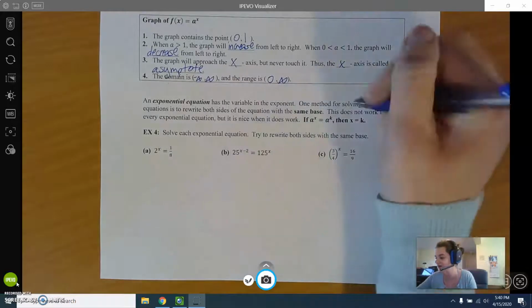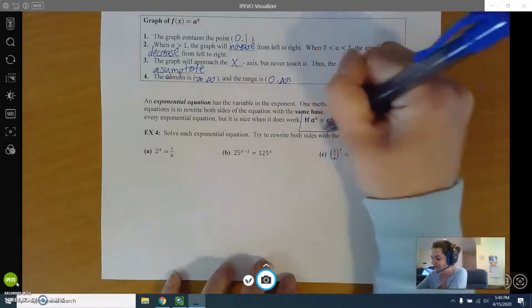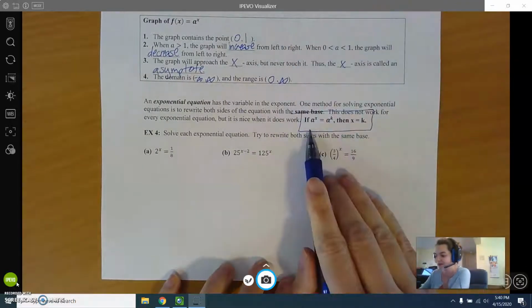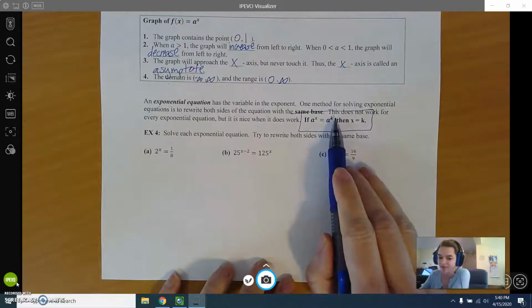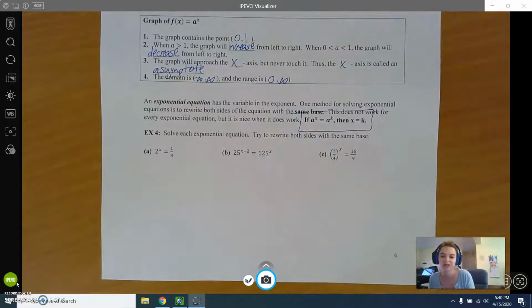So in general, here's the principle we're going to be following: if you can write things with the same base, so a to the x equals a to the k, then the only way that those things are going to be equal to each other is when their exponents are equal to each other, okay? So that's going to be our first thing with all of these problems, is let's see if we can get them to have the same base, because if we can do that, we can set their exponents equal to each other and solve really nicely, okay?